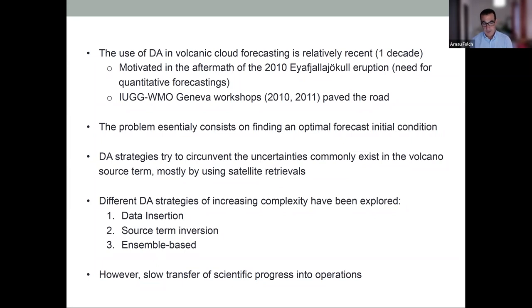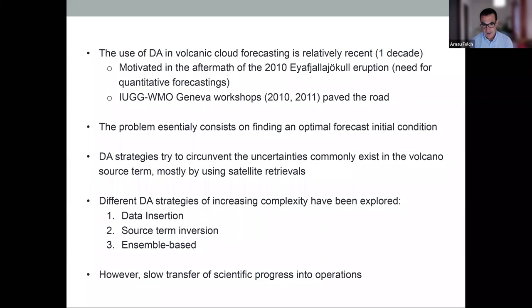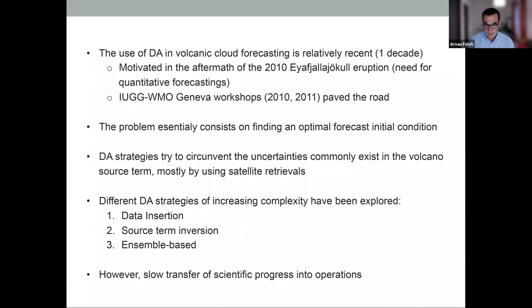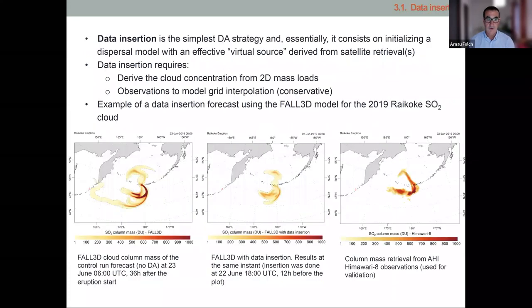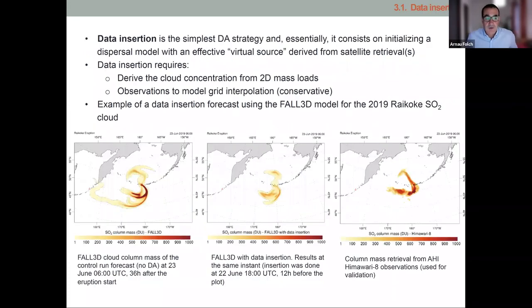I have to say that nonetheless, there has been a lot of progress at a scientific level, but the transfer of all these strategies into operational forecast setups is quite slow. And we are still on it for several reasons that we will discuss. So let's start with data insertion, which is the first data assimilation strategy.